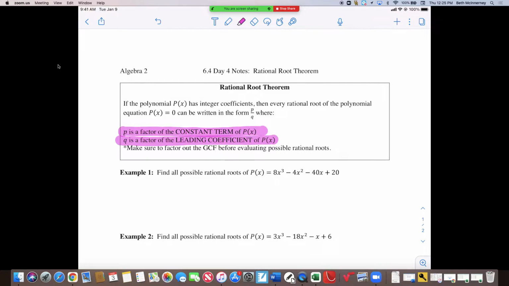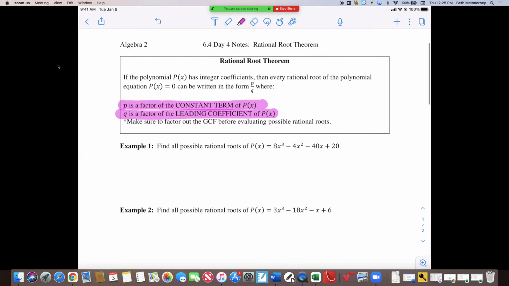Now it does say make sure to factor out the GCF before evaluating possible rational roots. It just makes your life easier.